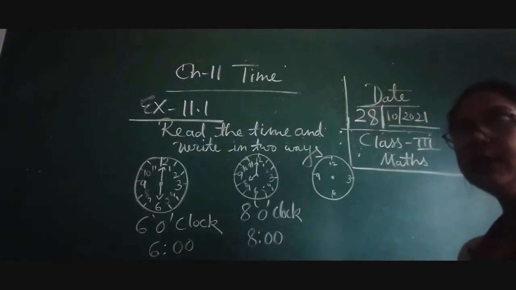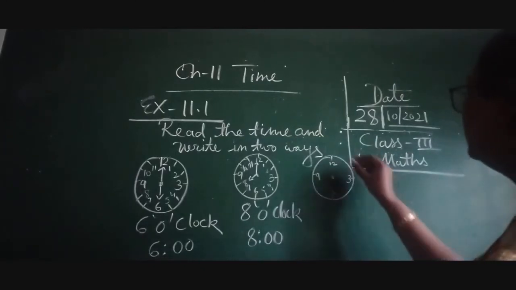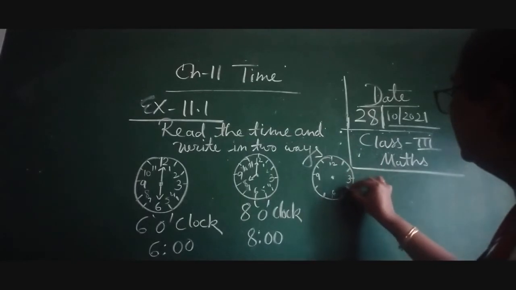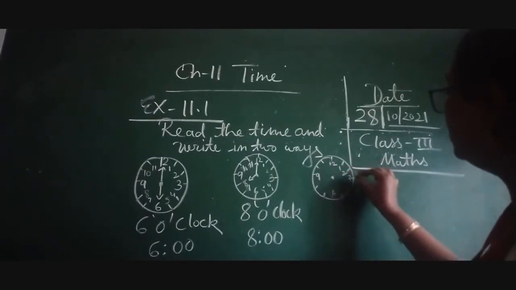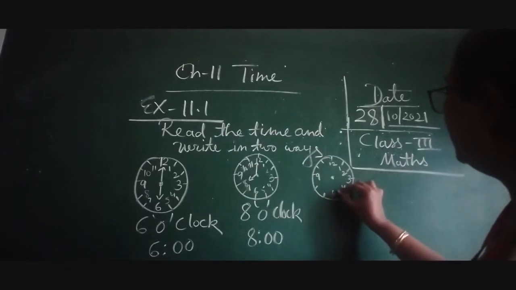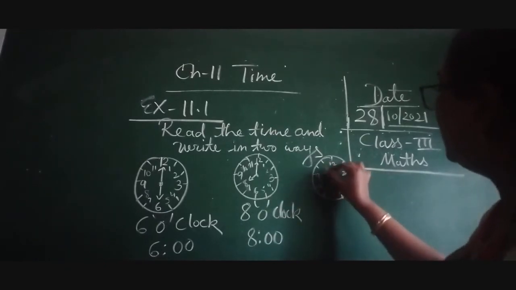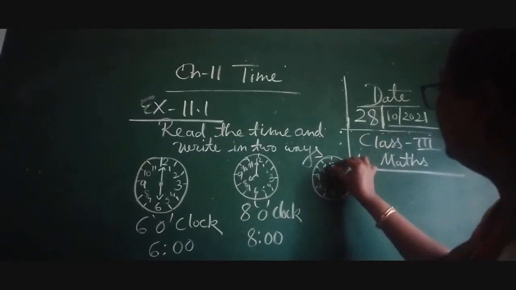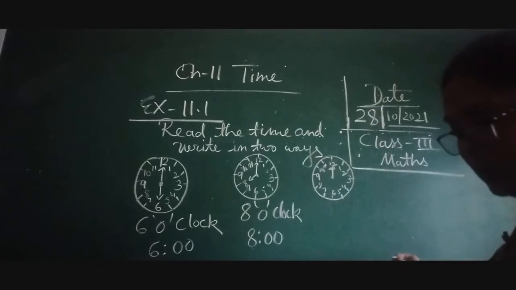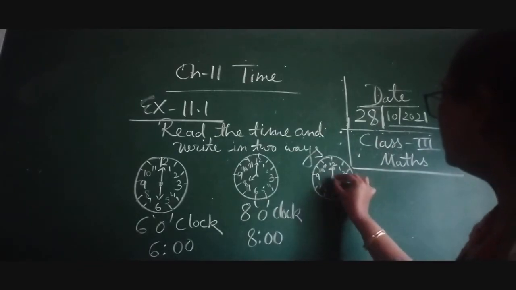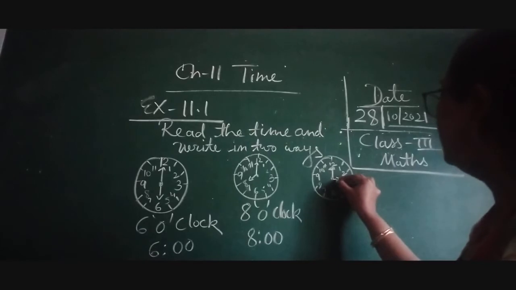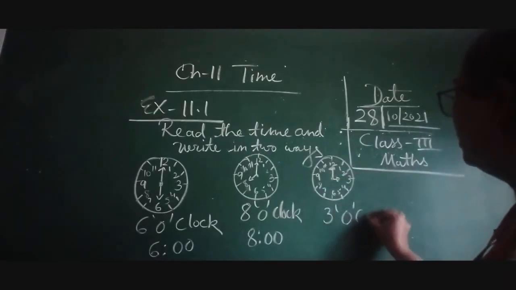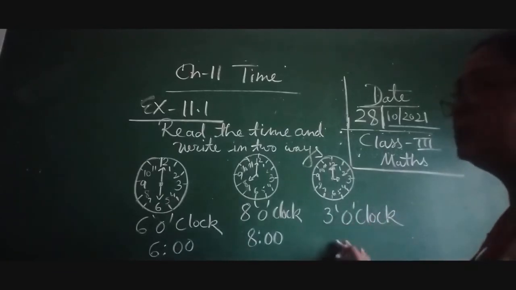Now children, here you can see the next one. Again we will see over here. This is 1, 2, okay, here 4 and 5, this is 7 and 8, this is 10 and 11. So here, children, we will draw the bigger hand first. Now our next hand, or shorter hand, is at 3. So this is 3 o'clock.